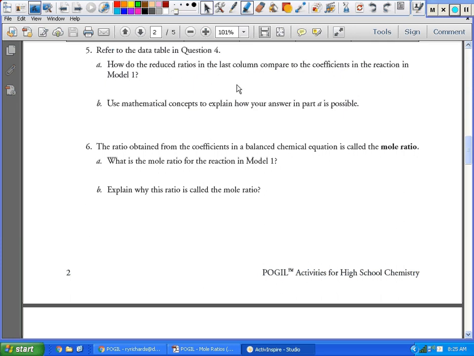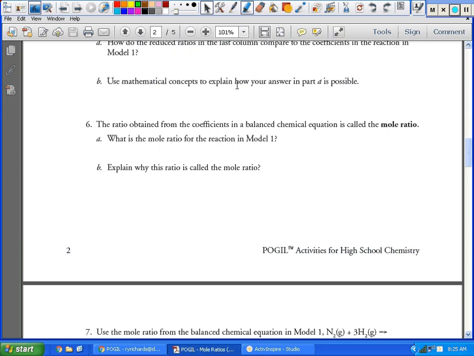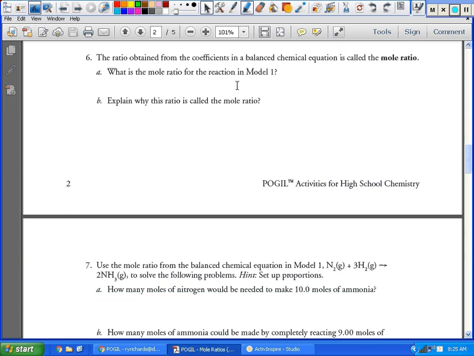Now, you've already started hearing me say this, but let's actually put it into words. The ratio obtained from the coefficients in a balanced equation is called the mole ratio. What is the mole ratio for the reaction in model 1? 1, 3, 2.